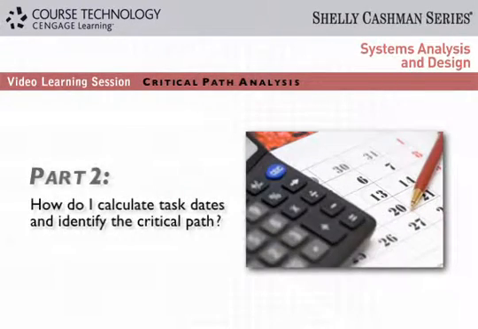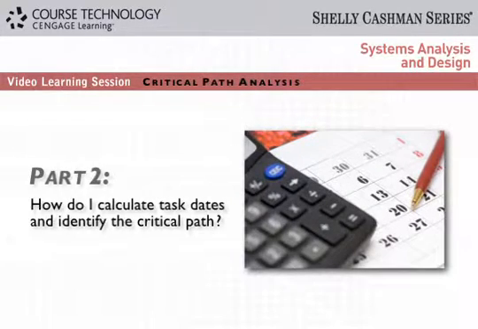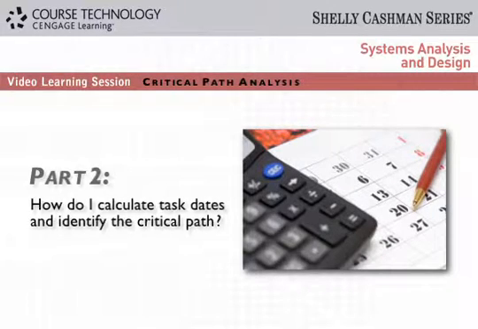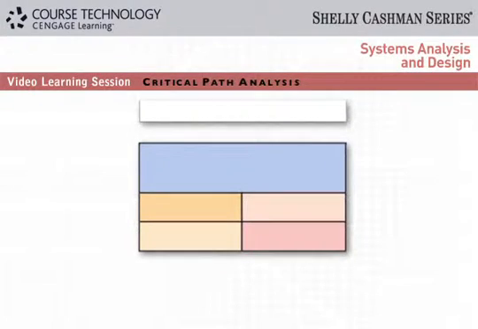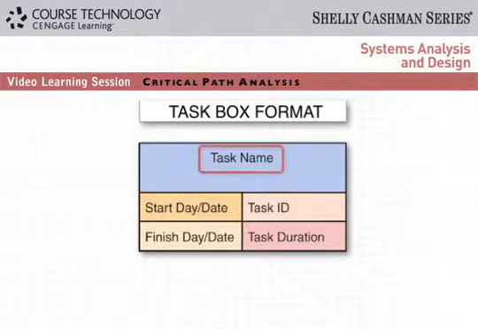In other sessions, you learned how to create a work breakdown structure and identify various task patterns. Now you will analyze task durations, calculate start and finish dates, and display the critical path. Start by creating a box with 5 sections: task name, task ID, task duration, start day or date, and finish day or date. Here's a tip.